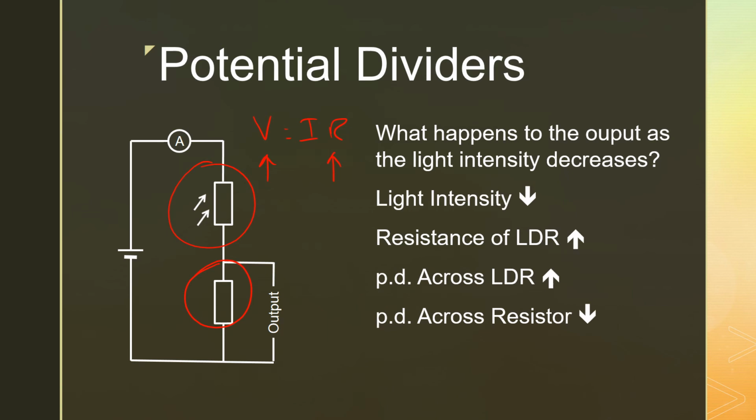So the PD across that resistor is going to decrease. And because this resistor is in parallel with that output, the PD across them is always the same. And so if the PD across the resistor has gone down, the output PD has gone down. So whereas in the last circuit, as the light intensity went down, the output went up, here, as the light intensity goes down, the output goes down. I'm going to struggle to think off the top of my head of something that would actually utilize this, but there must be something.